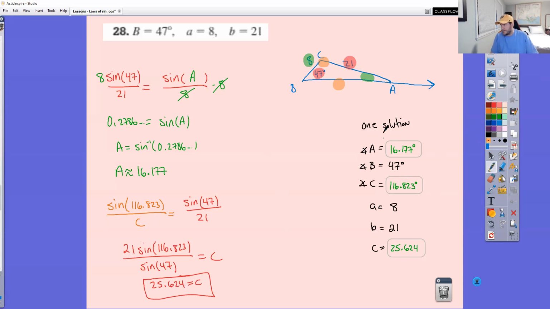So that's the one unique solution to this triangle. And again, there was only one solution because the 21 was greater than the 8. So we're done. We move on.